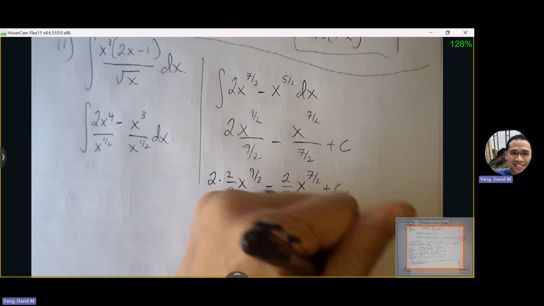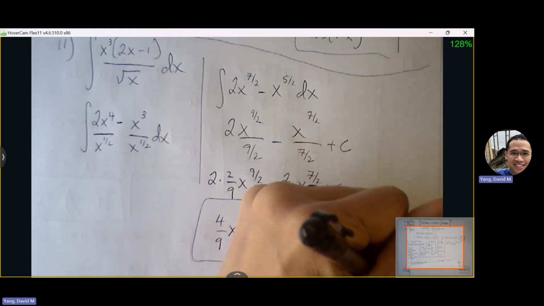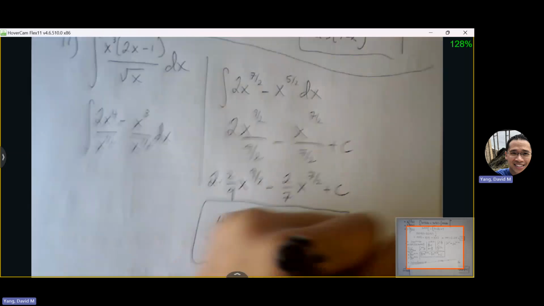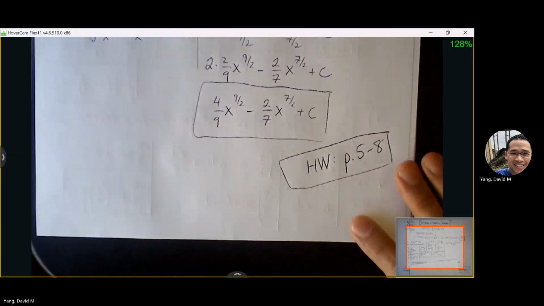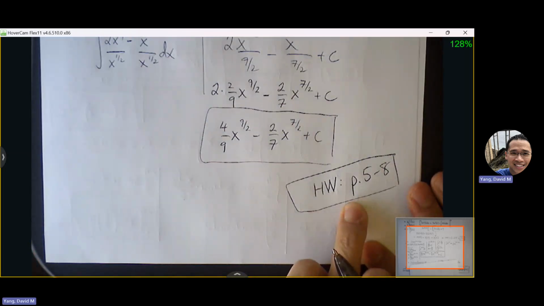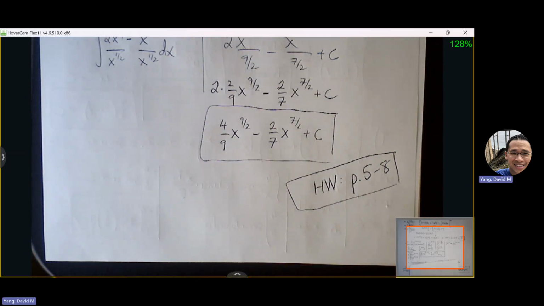Right, your homework is to complete pages 5 through 8 in your homework packet. I'll send out a reminder on Sunday, and I'll send you guys a link to the key as well. All right, see you folks. We'll start our test review on Monday. We'll have Monday, Tuesday, Wednesday to review. We'll have tests on Thursday. I'll give back your quizzes on Monday.